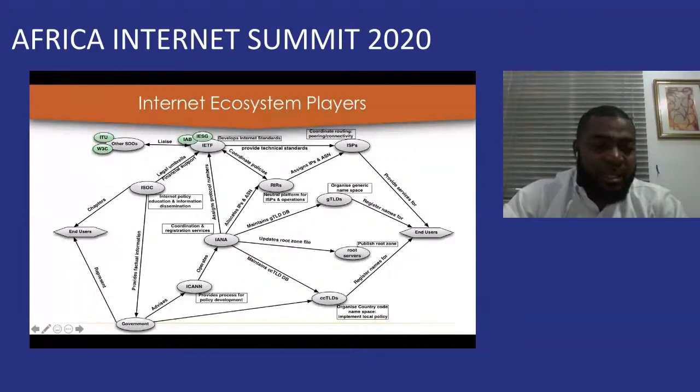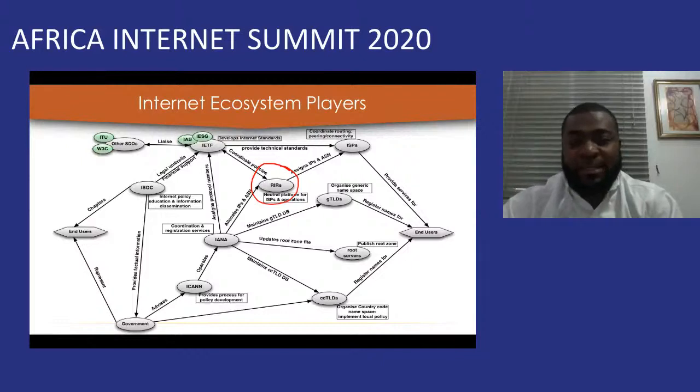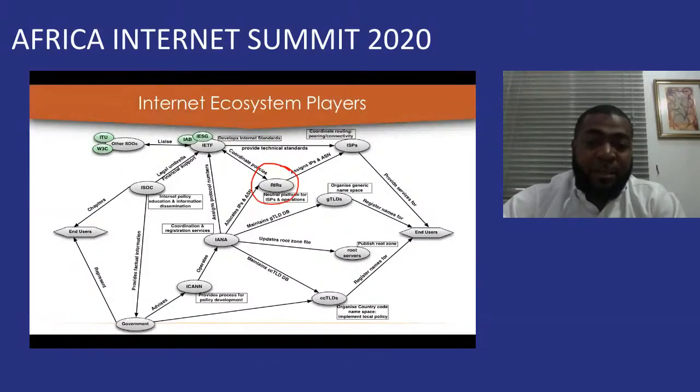In the heart, we can see that we have the area here. We are going to focus on the areas later. But in the middle, we have IANA, which is the function to assign IP addresses and names to the entire internet community.